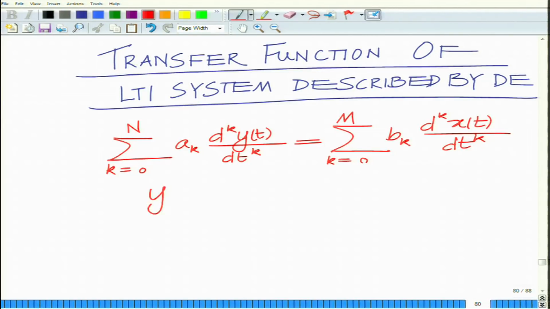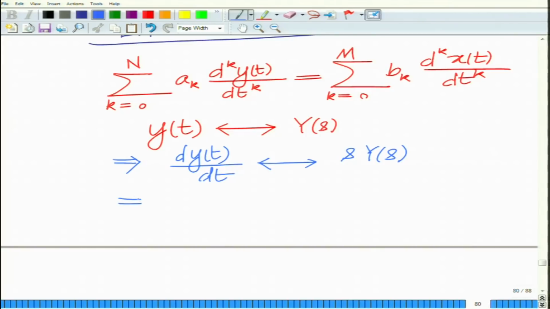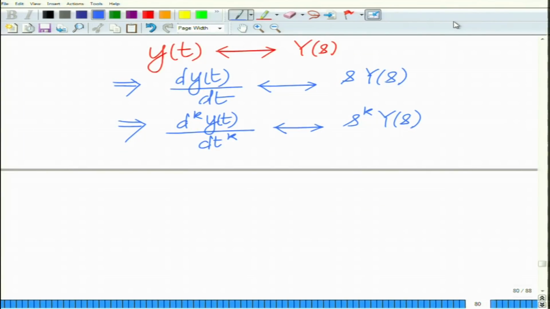Now, we know from the properties of the Laplace transform that if y(t) has Laplace transform Y(s), then dy(t)/dt has Laplace transform sY(s). In fact, progressing this way, one can show that d^k y(t)/dt^k has Laplace transform s^k Y(s). Similarly, the kth order derivative of the signal x(t) with respect to time has a Laplace transform s^k X(s).